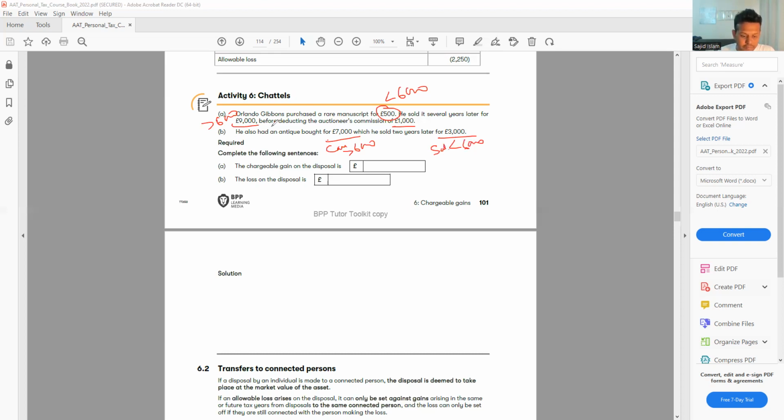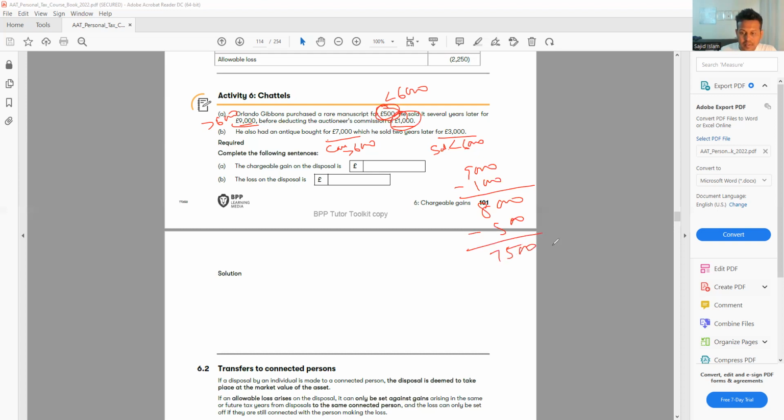So let's try the A first. First we need to look at how much was the selling price: 9,000. And with the 9,000, you have a commission of 1,000. So 1,000 will be minus. So net proceeds is 8,000. From 8,000, you're going to minus the purchase cost, which is 500. And that gives me 7,500.